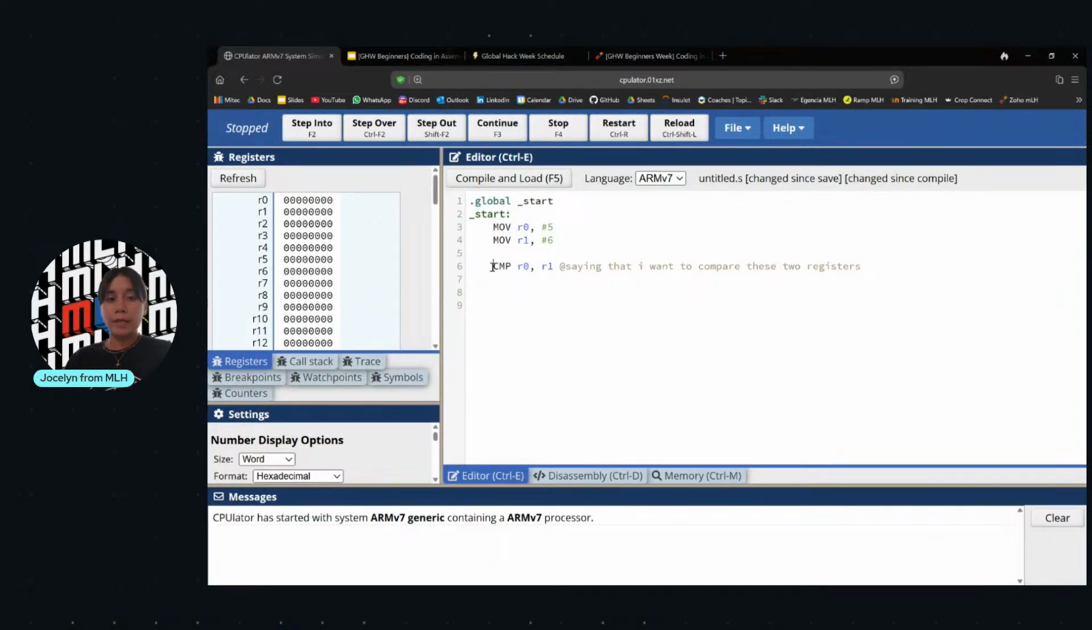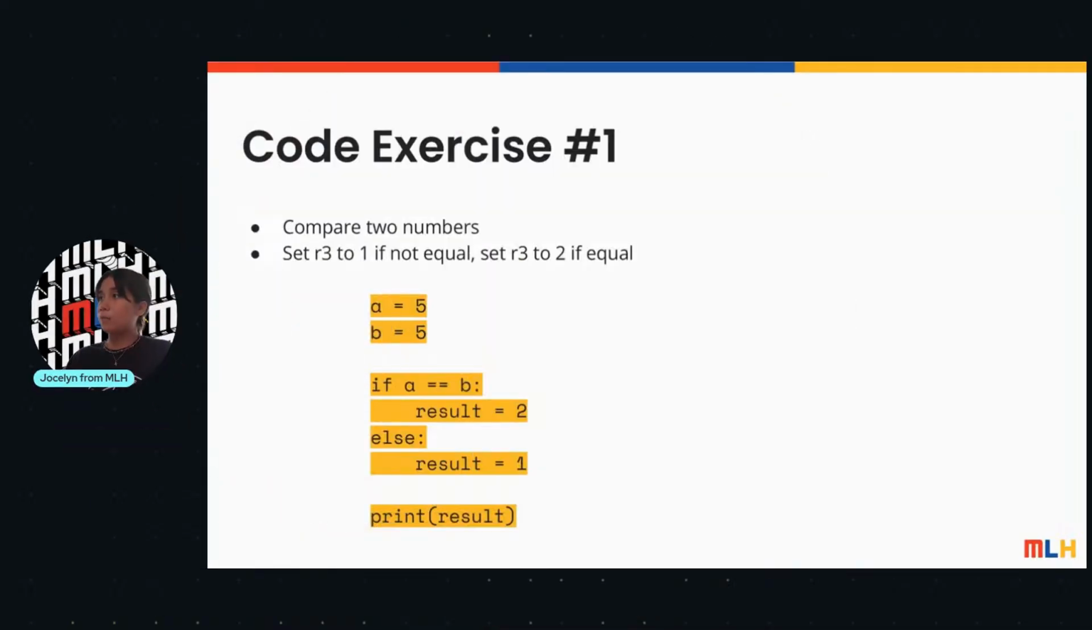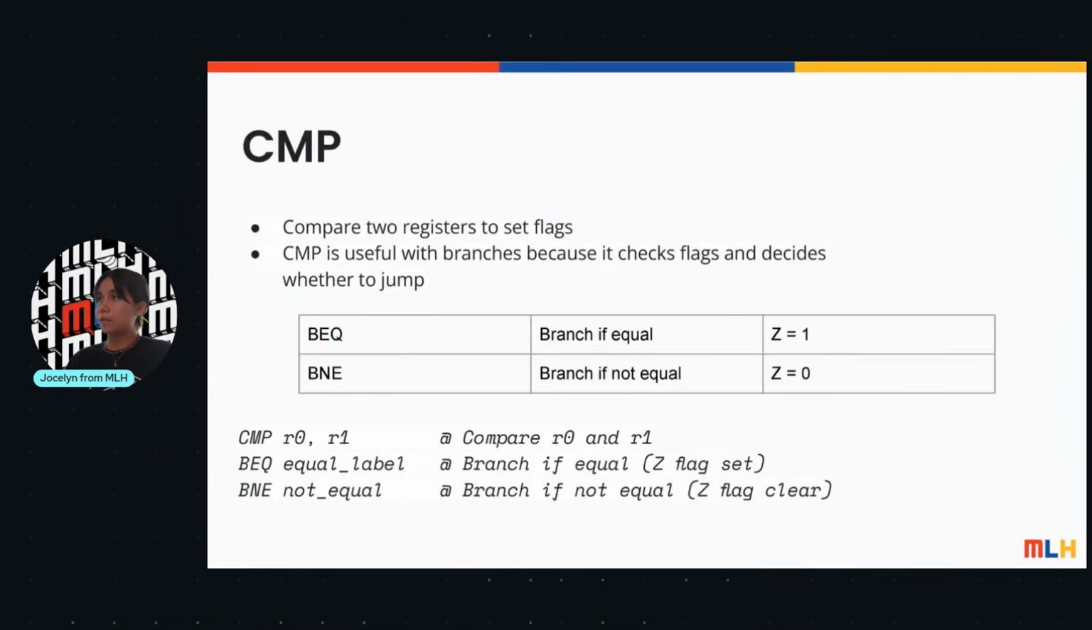After doing the compare, we need to select a specific branch or a condition that we want to follow. If I go back to the slides, remember that we talked about these flags. BEQ stands for branch if equal, and BNE stands for branch if not equal. In this case, we can use either of these two, checking equal or not equal. I'm going to go with the first one, BEQ, to check if my registers are equal.